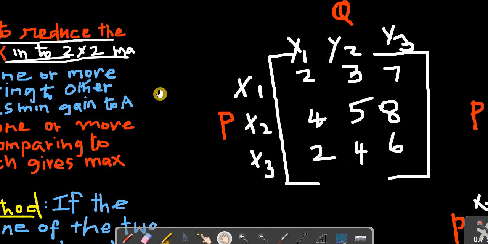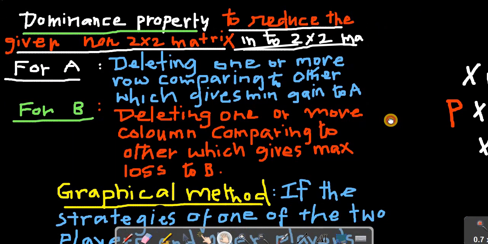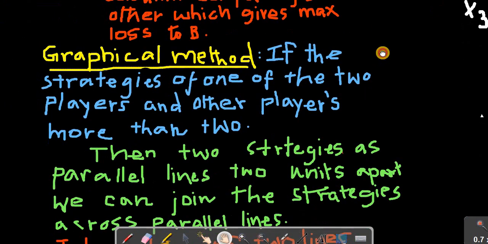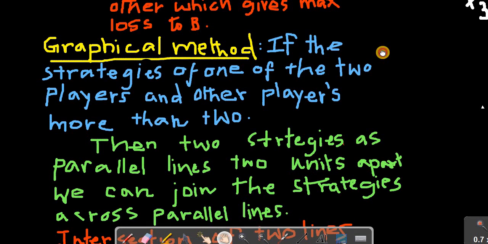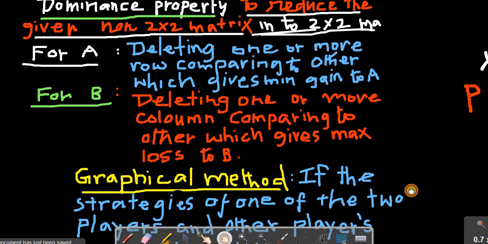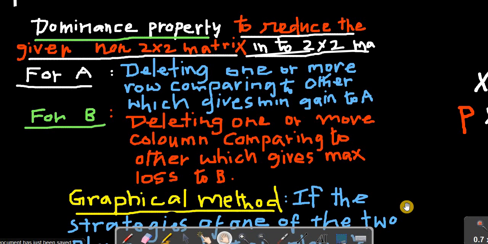Okay, so for this, two ideas are used. The first idea is the dominance property, and the second idea is the graphical method. Both help us to reduce the matrix into a 2 by 2 matrix. It may be an m by n matrix, it may be an n by m matrix, but our aim is to convert it into a 2 by 2 matrix so that we can solve the problem. So one of the properties is the dominance property.